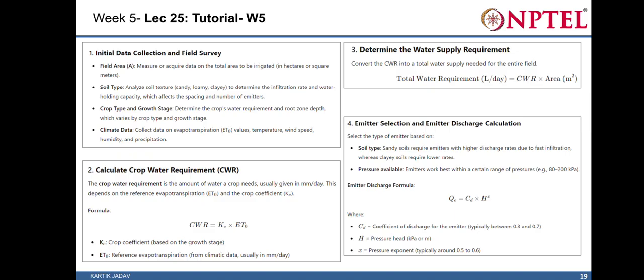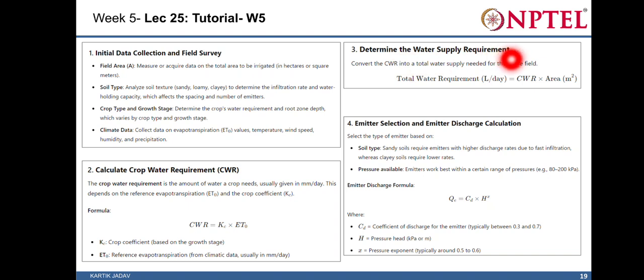Then these are the fundamental design criteria that we need to focus on. Initial data collection and field survey is the fundamental requirement of any irrigation system design. Then we need to calculate the crop water requirement. That is the third step, and that detailed calculation we have already talked about in weeks 2 and 3.